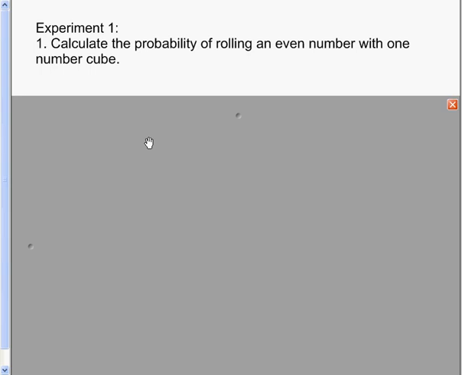Before we can start the experiment, however, we're going to calculate the probability of rolling an even number with one number cube. So remember, probability tells us right away that we have number of favorable outcomes over number of possible outcomes.